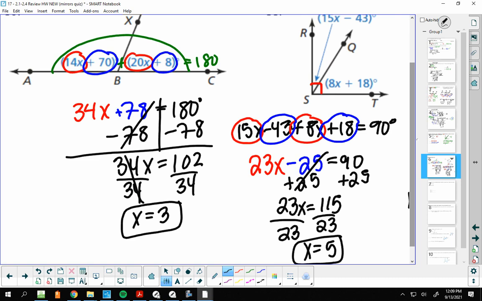You don't want to just start setting everything equal to each other when they're not equal. Make sure you know what a linear pair is, what the box means, and everything like that.